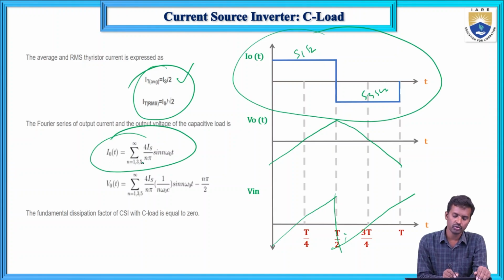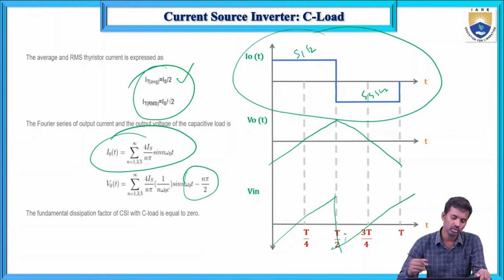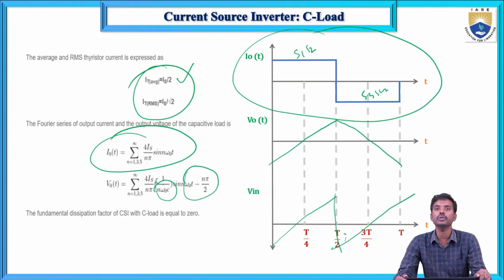Sigma n equals 1, 3, 5 to infinity, 4 IS by n pi sin n omega naught t. But it is a capacitive load, so current leads voltage by 90 degrees. So this is the case: n omega naught t minus n pi by 2. And there is a capacitive load, so now here 1 by n omega naught C.